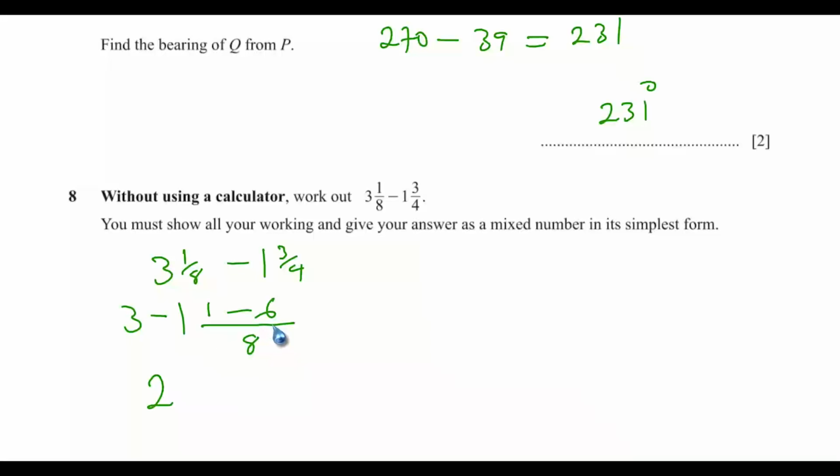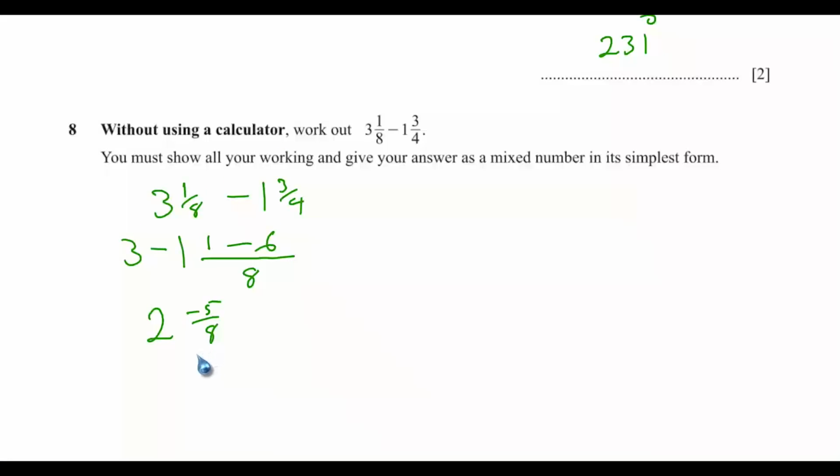Then 1 minus 6. Some may say it is impossible, but you can still do it. Okay, let me show you different ways you can do this. You can say 1 minus 6, that will be minus 5, over 8. Then you need to write this as an improper fraction, by multiplying 8 by 2, that will be 16. Then 16 minus 5, that will be 11. So you have 11 over 8, which is now 1 whole 3 over 8. So this is one way of doing it.